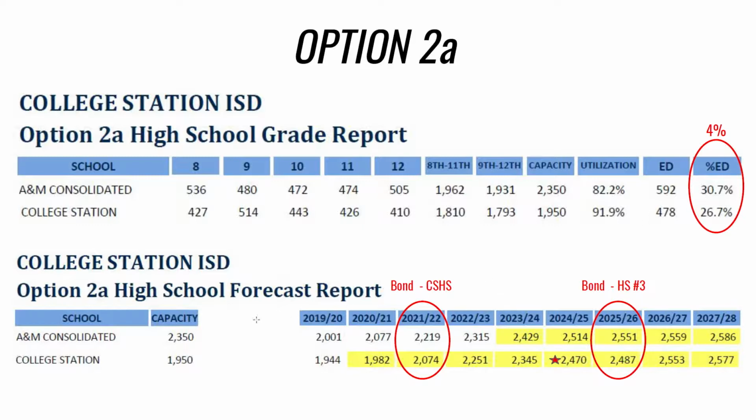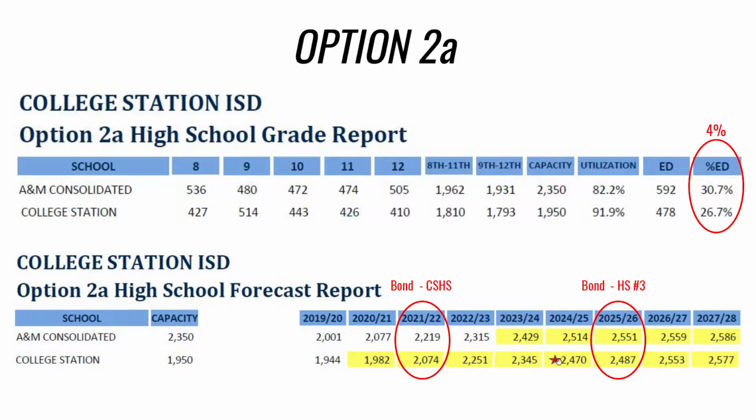Look at our enrollment forecast report. Again, beginning in 2019, where the boundaries would be implemented, Consol would be 2001 students, and College Station High School 1944. And you can follow those out. Again, the highlighting starts when the enrollment exceeds their 100% capacity mark, not the 110%. This would put us on track with our bonds. It mirrors exactly where we would fall with option 1, where we'd be looking at a bond for a classroom addition to College Station High School in the fall of 21.